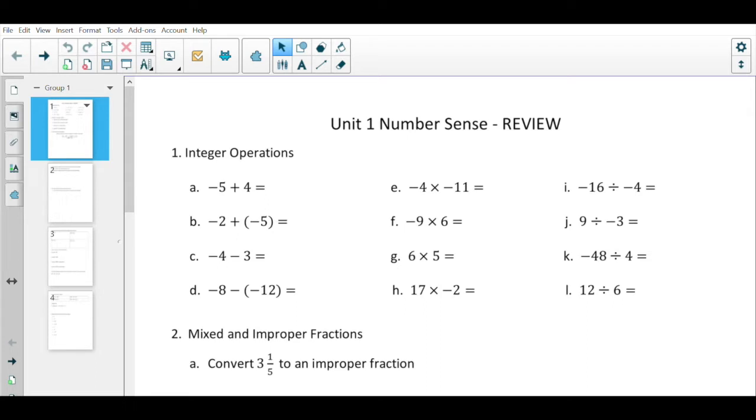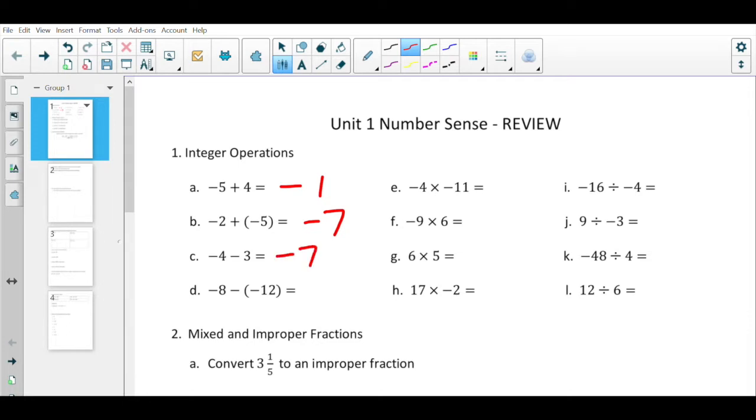So let's start with number 1. We have -5 plus 4, a negative number. We're adding a positive number, so we're making it more positive. If you want, pause it and do a number line off to the side to check these, you can do so. But I'm just going to run through these right here. So that is -1. -2 plus -5, that is -7. -4 minus 3, becoming more negative, -7.